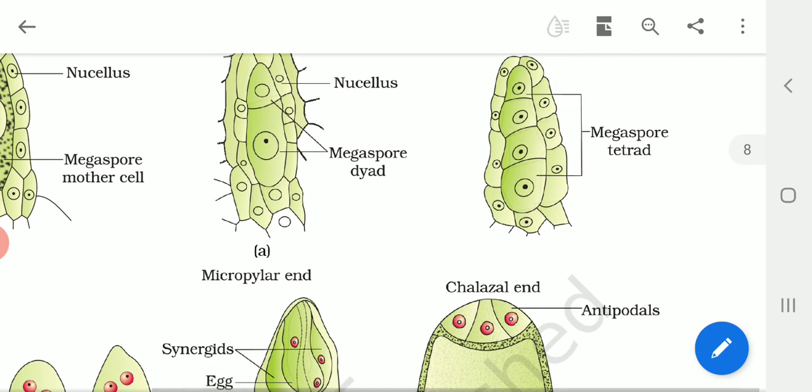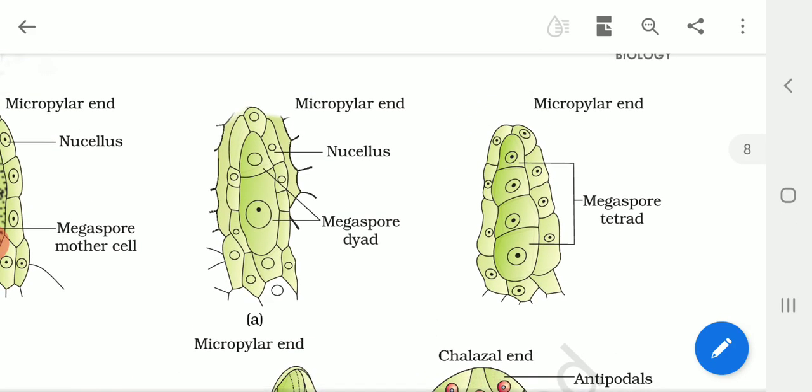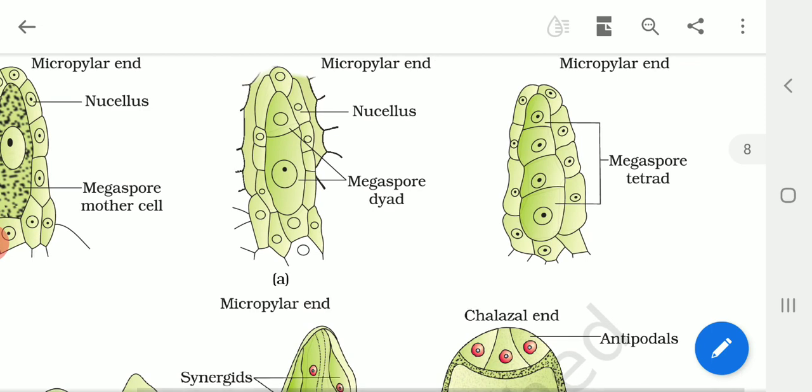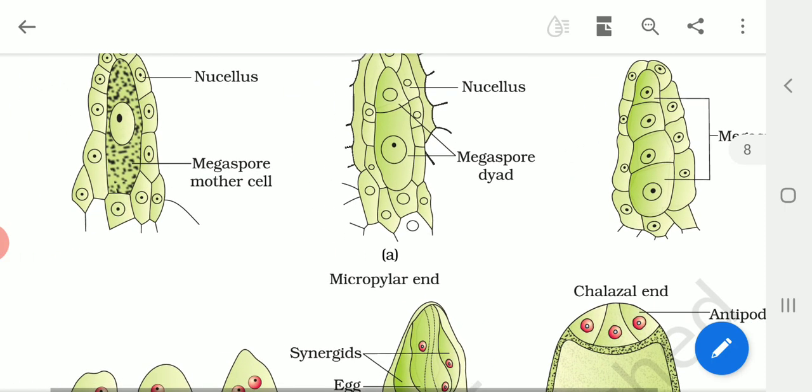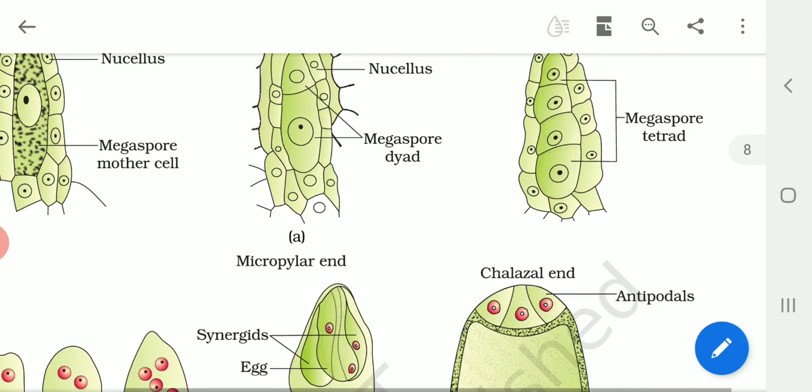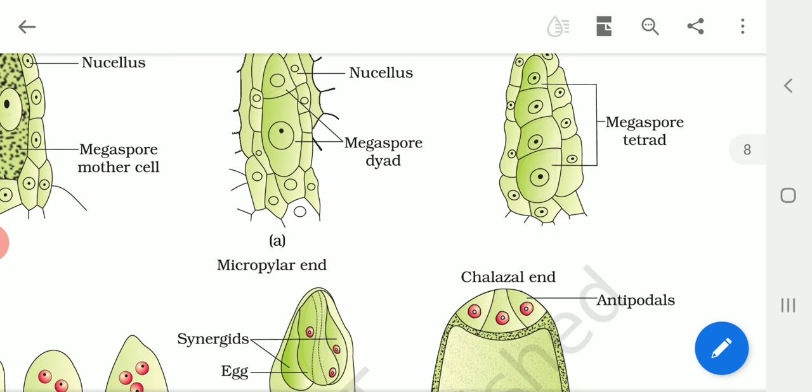Now, out of the four megaspores, what will happen? Three of them will degenerate and only one will be functional. This type of development is known as monosporic development. Why is it called mono? Only one of the megaspores is developing, isn't it? And the rest of the three megaspores are getting degenerated, right?